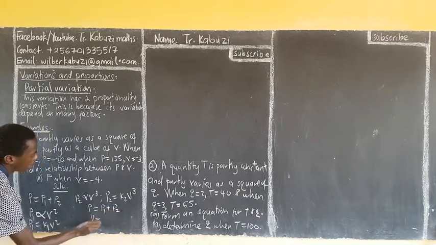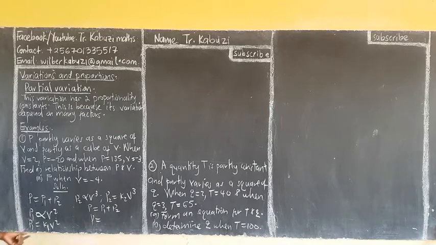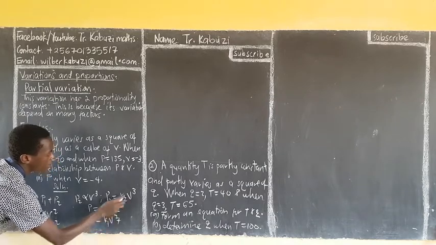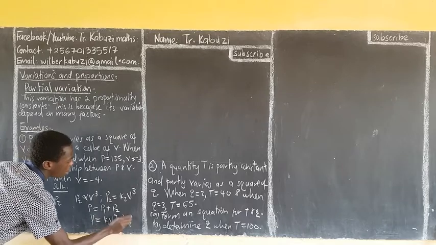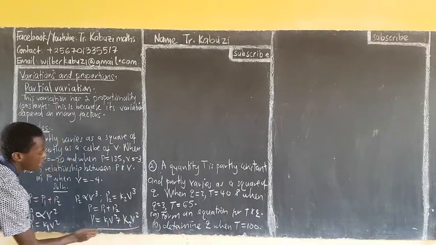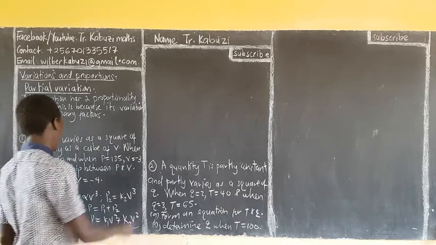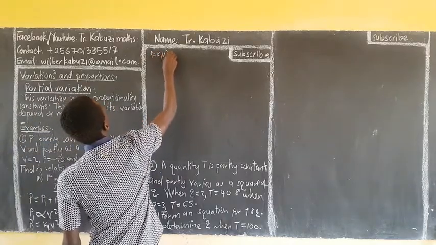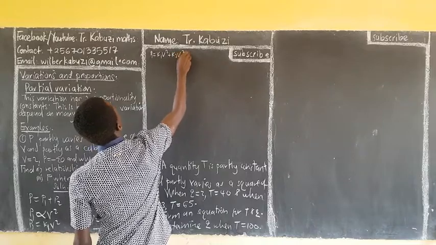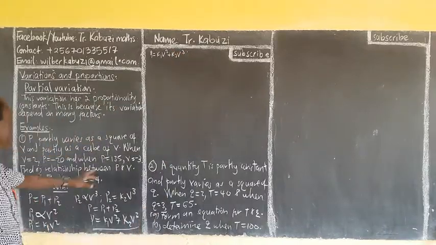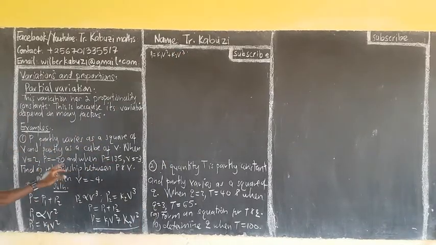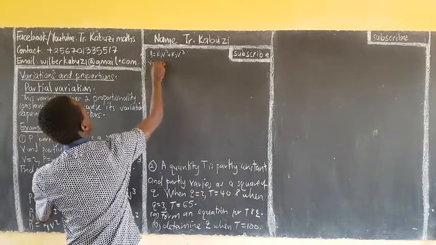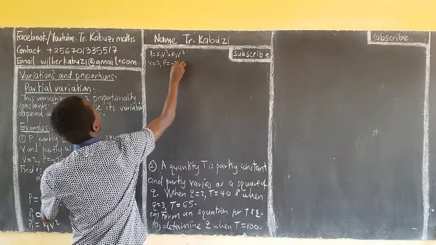So now, from here, my P was P1 plus P2. So my P is going to be K1 V squared plus K2 V cubed. Now, they are telling us that when V is 2, P is negative 20. So when V is 2, comma, P is negative 20.